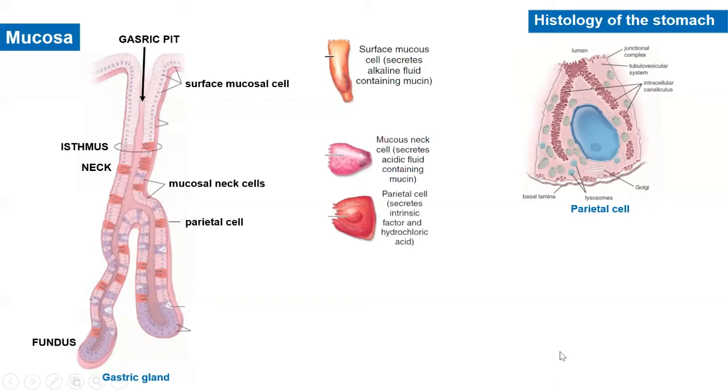Parietal cell activity is maintained by the parasympathetic nerve, histamine and gastrin. They stimulate the secretion of the parietal cell. Another important cell is the chief cell, mostly found in the lower portion of the gastric gland, and they secrete pepsinogen and gastric lipase.